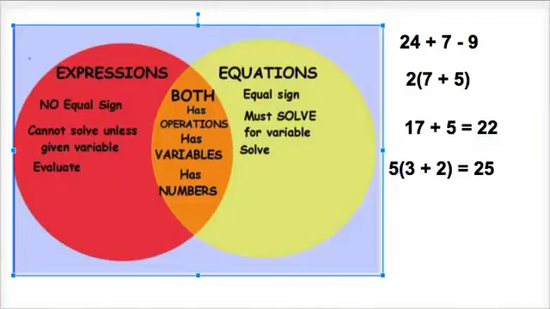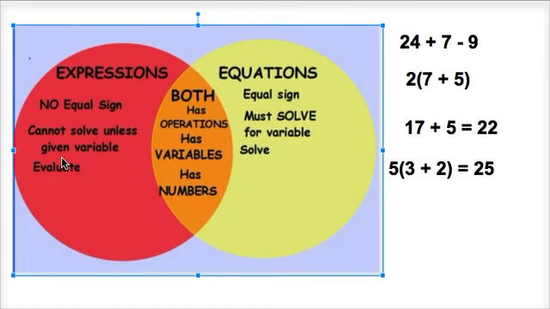In this video, we're going to be taking a look at the difference between expressions and equations. Before we figure out where these things are going to go, let's look at this Venn diagram. On the left, I have expressions, and I notice the characteristics are no equal sign. So in an expression, I should not see an equal sign. Terms and operation signs, yes, but an equal sign, not if it's an expression.